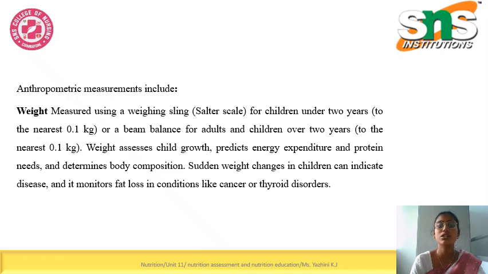Starting with weight, which is a main aspect. For children under two, we weigh with a scale accurate to 0.1 kg. For adults and older children, we also work to 0.1 kg. Measuring weight tracks children's growth, energy and protein needs, and helps determine body composition, sudden changes, and signals illness like infection causing weight loss.